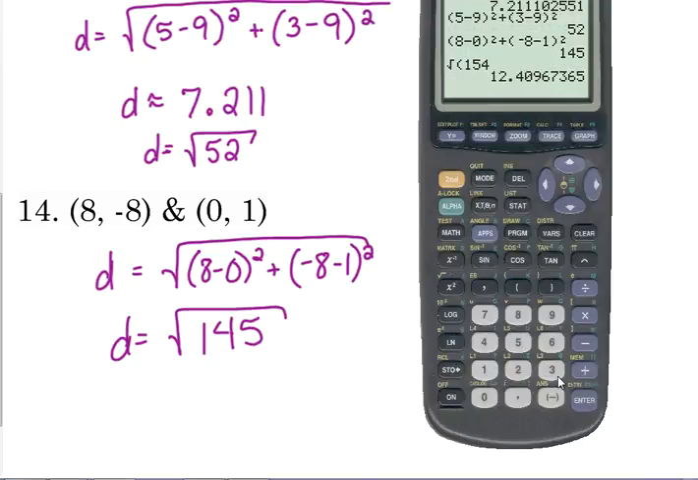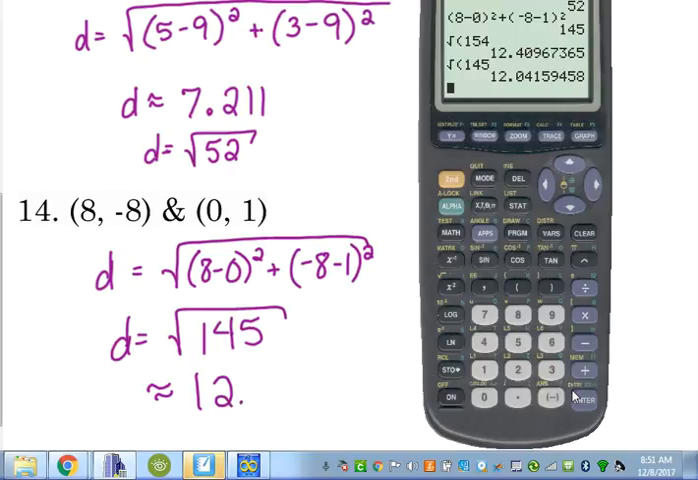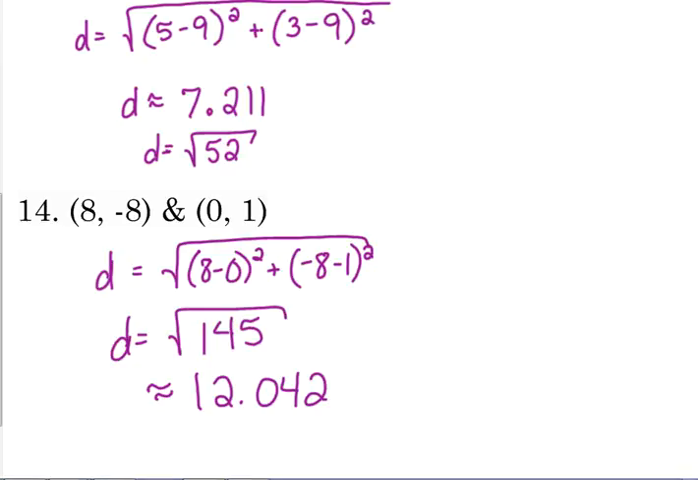Yes, it's always minus in the distance formula. Okay, and then if I want, whoops, now I can't even type my numbers in the right order. Y'all got me all bent out of shape. 12.042. Okay, so the distance in square root form is the square root of 145, and if we take the square root of it, it's 12.042.